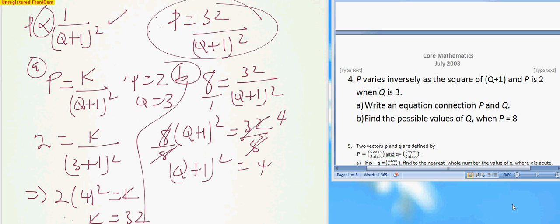Now if you know what you're doing, generally you can take the square root on both sides. When I take the square root of this side, take the square root of this side, you can see that Q plus 1 is therefore equal to plus or minus 2, right? So let me come back here. So now I have Q plus 1 is equal to plus or minus 2.